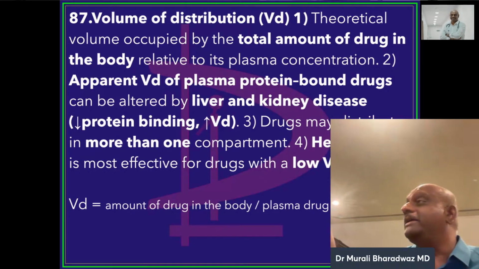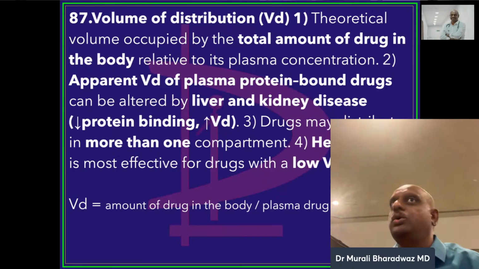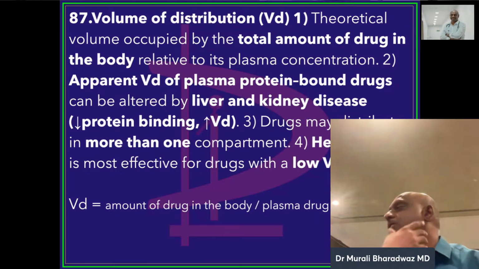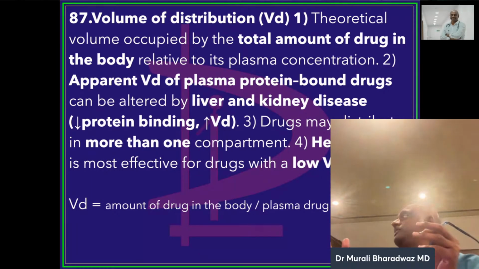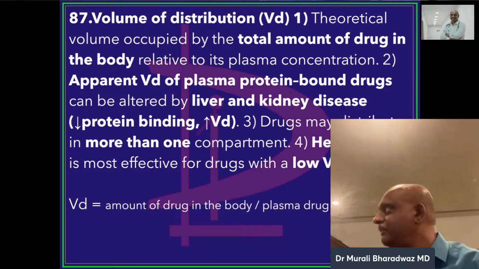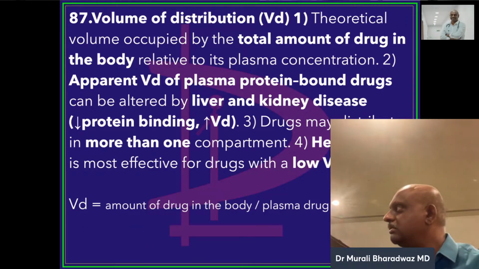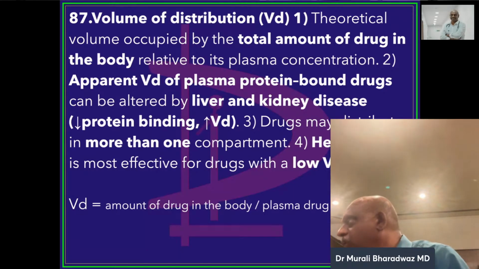So how much of the drug is there in the plasma? How much of the drug is there outside? So the total amount of the drug in the body relative to its plasma concentration is called volume of distribution. A high volume of distribution means it went around all tissues and it has a very low plasma concentration. Low volume of distribution means more of it remained restricted inside the blood vessel and plasma concentration is high. So whenever it is a highly plasma protein bound drug, it will remain in the blood vessel.